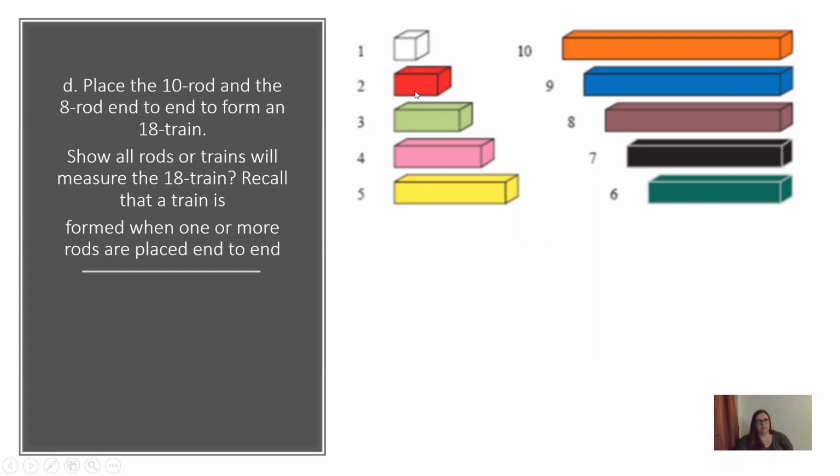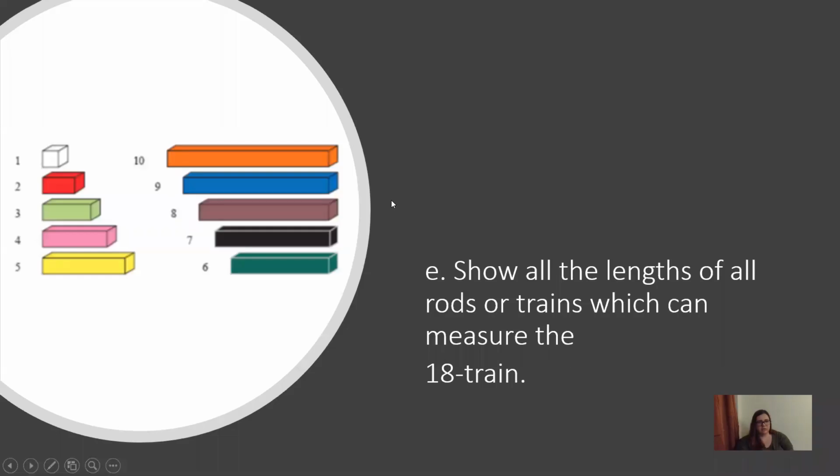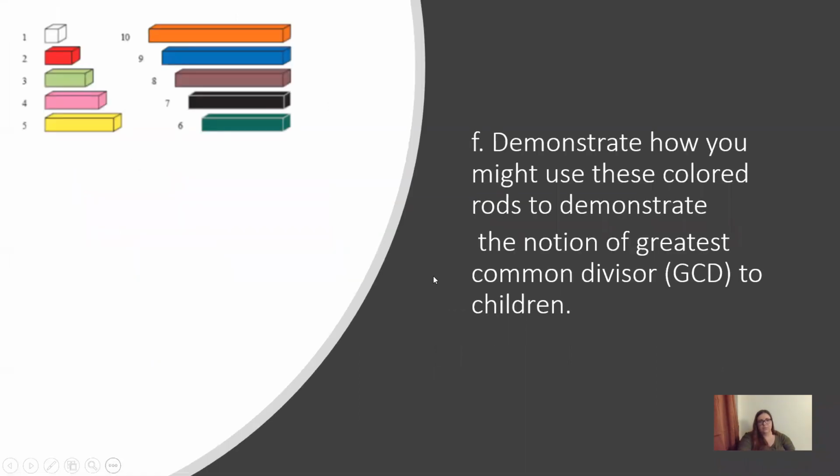You'll have 9 of the 2 blocks, 6 of the 3 blocks, 3 of the 6 blocks. So that's how you figure that out. You just want to pay attention to your factor trees. Show all the lengths of all rods or trains which can measure the 18 train. That's what we just did. So you'll use these rods to demonstrate how to do the factor tree, and then you can use it to find the greatest common divisor.